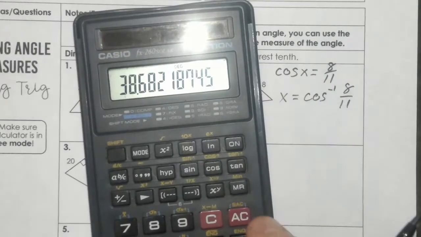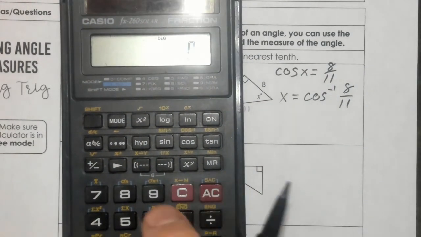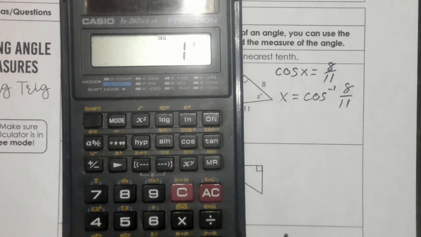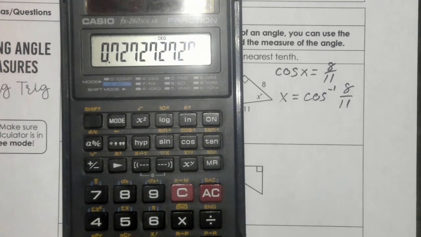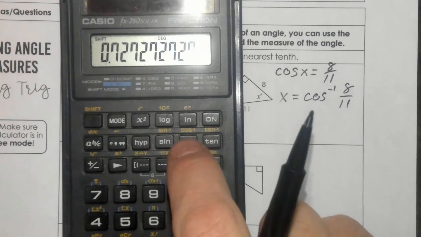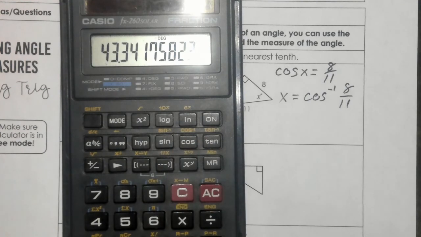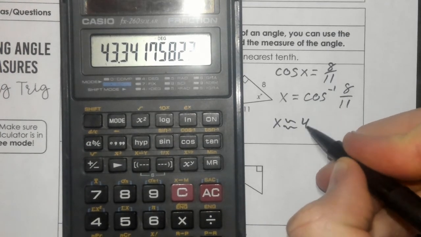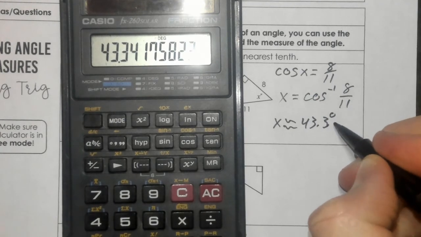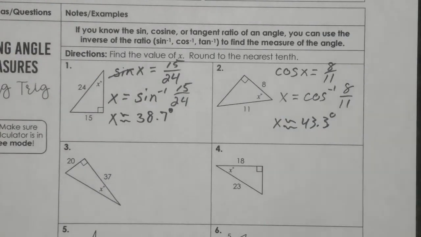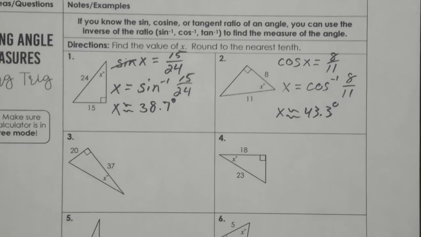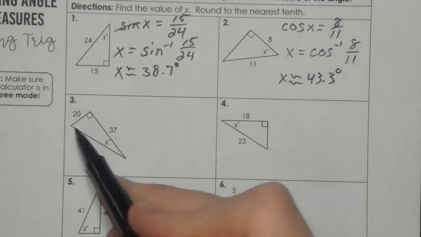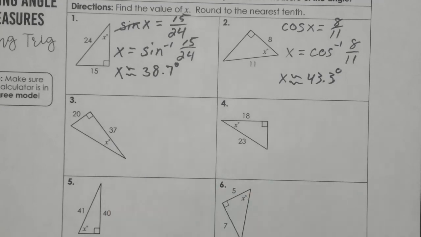Okay, so once again, I'll go back to my calculator. 8 over 11 gives me this decimal number, and then I'm going to press Shift cosine, which gives me the inverse cosine button, and I get approximately 43.3. So x is approximately 43.3 degrees. Make sure you put that degree symbol because here we're actually finding angles.